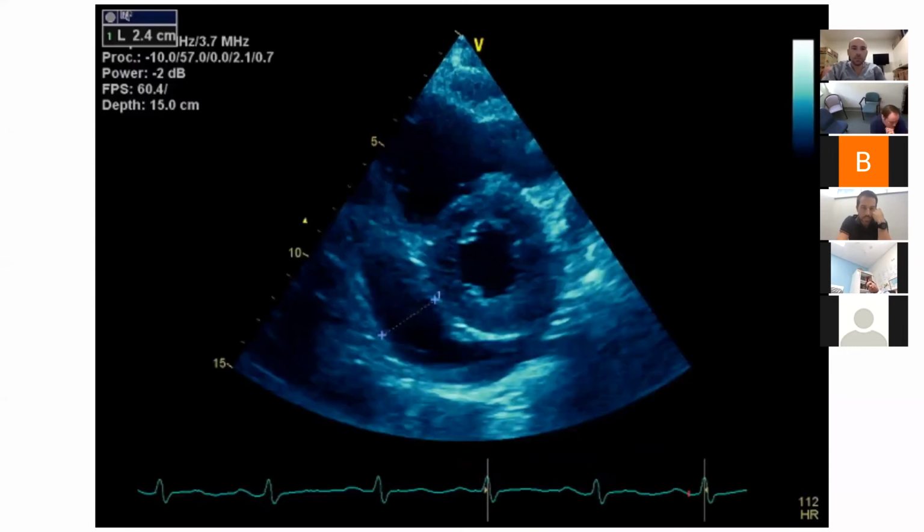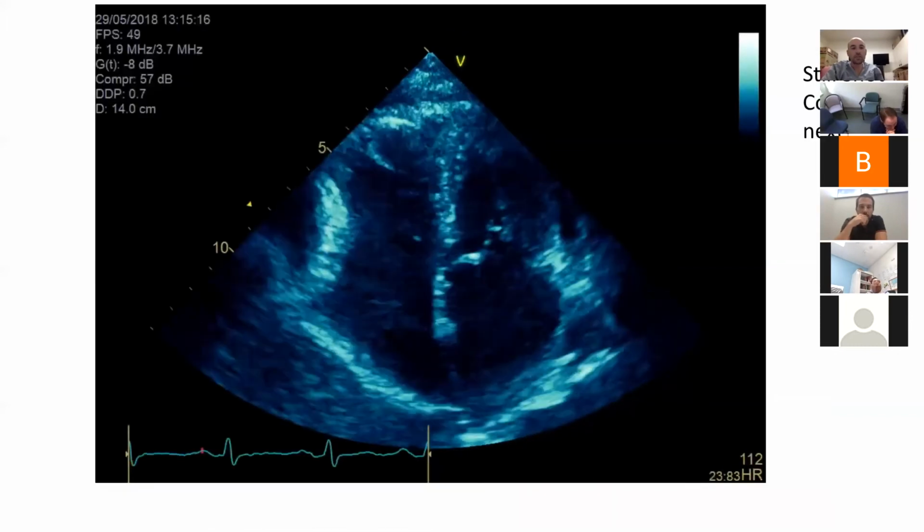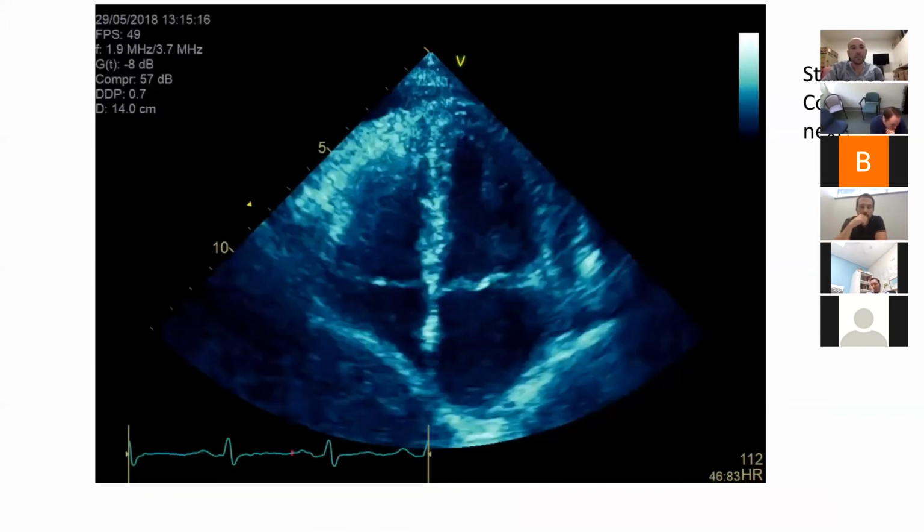So there's a measure. It's 2.4 centimetres, the width. So what size does that make the pericardial effusion? So that's a large pericardial effusion, greater than 500 mils, according to the Mayo Clinic. Yep. And good to know. Yeah, and it looks like it's mostly posterior on this view. Okay, Benny, what do you think about that?